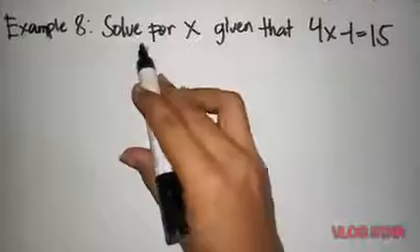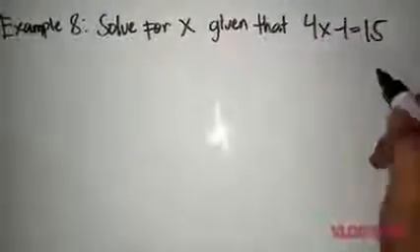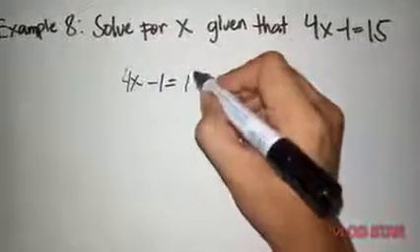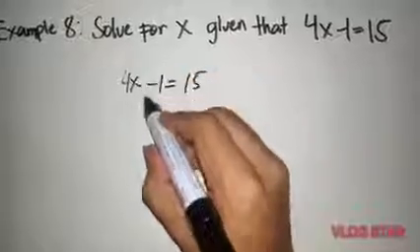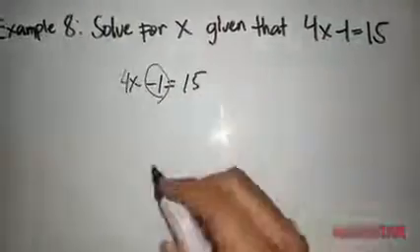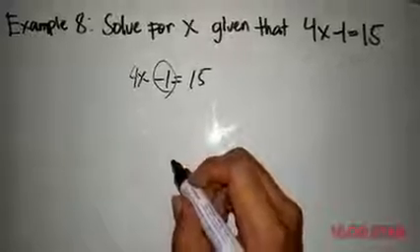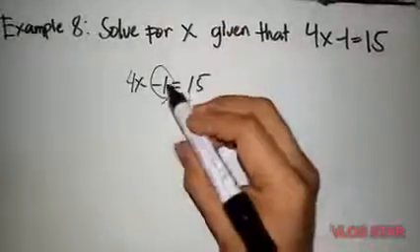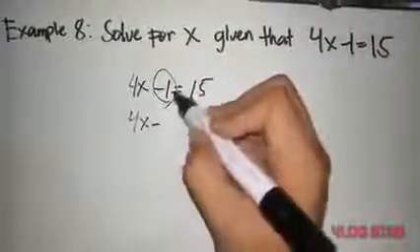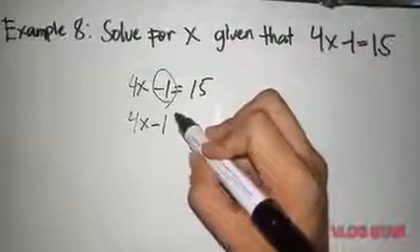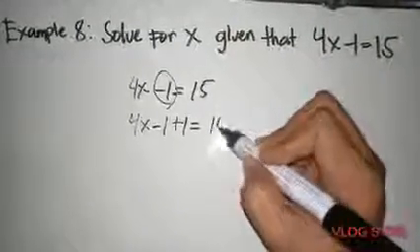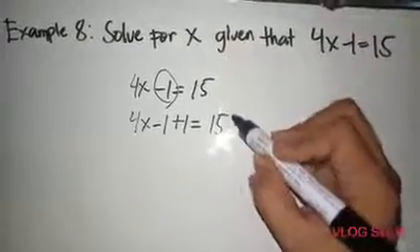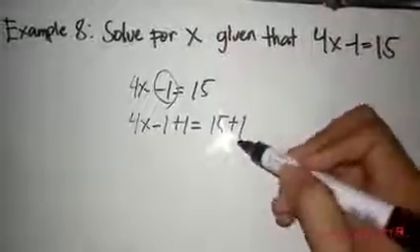So the next example is solve for x given that 4x minus 1 is equal to 15. So 4x minus 1 is equal to 15. How can we transpose this term into the right side? So just get the additive inverse just like what we did with the previous example. So what is the additive inverse of negative 1? And that is positive 1, then 15, then the inverse of negative 1, which is positive 1.